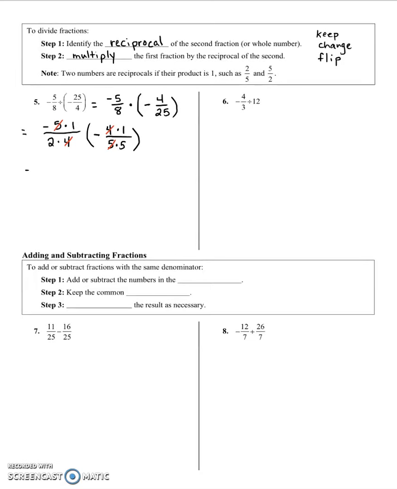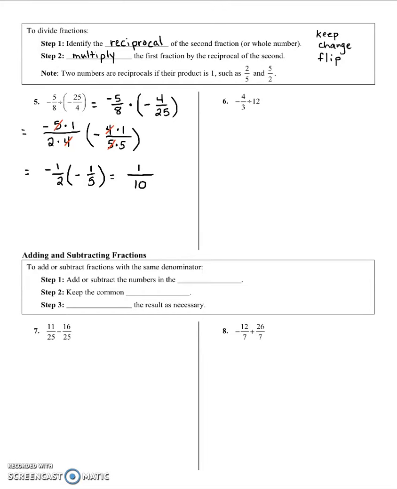And so that leaves us with -1/2 times -1/5. Remember, we multiply straight across. So -1 times -1 gives us a +1. And 2 times 5 gives us a +10. Now you should pause the video and try to do number 6 on your own, and then restart the video and check your answer.